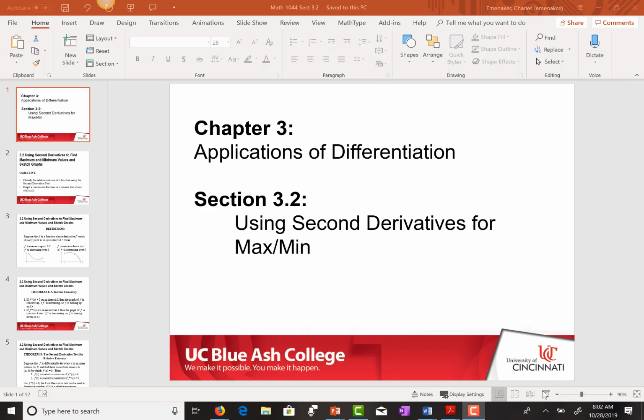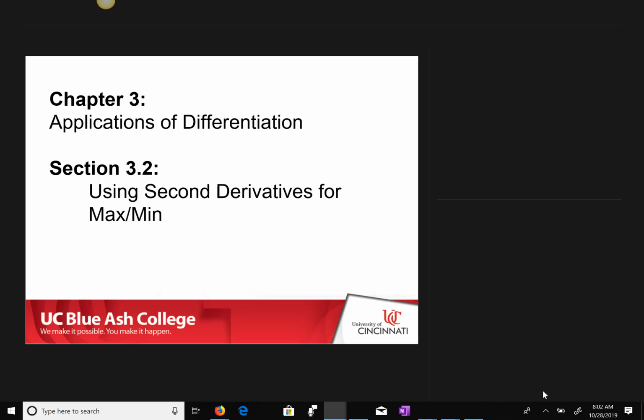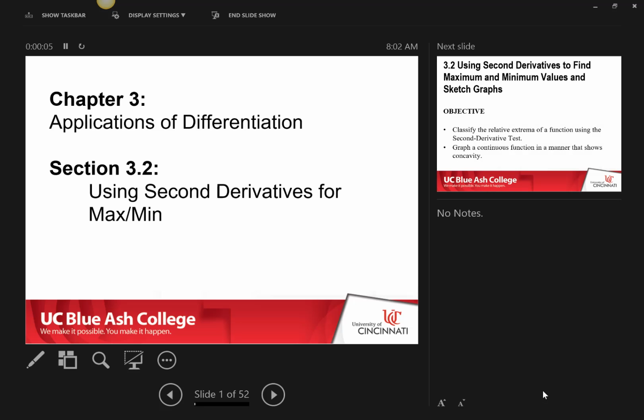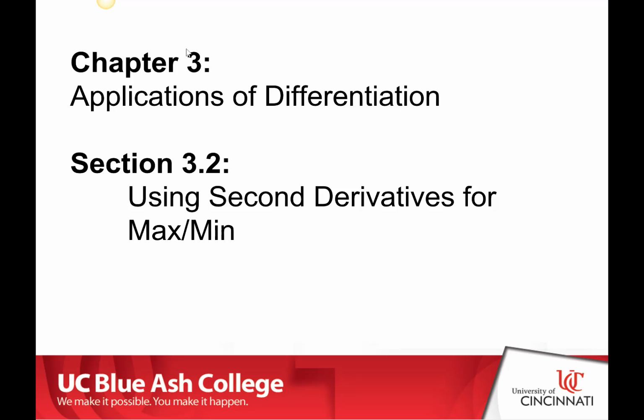What we've been talking about thus far is using the first derivative to find critical values, and then from critical values going into finding critical points. We are going to use the second derivative along with the first derivative to help us with the identification of points to determine if they're max, if they're min, if they're inflection points.